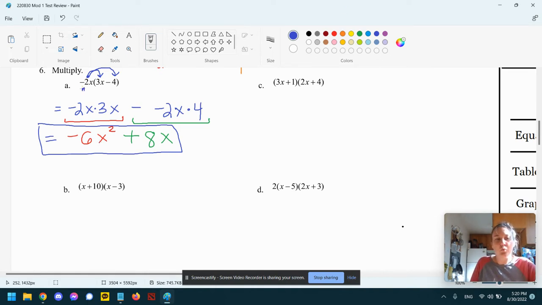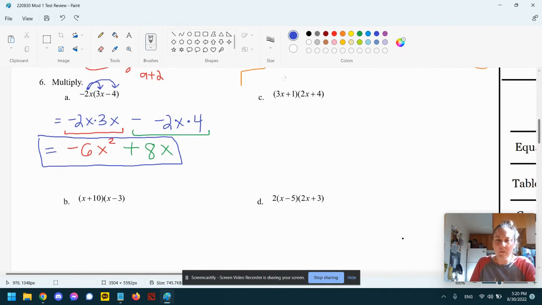So this is what you do if there's one term on the outside and there's two terms on the inside of parentheses. If there are two terms on the outside and two terms on the inside, we basically just do the same thing twice, right? So we just do 3x times 2x and 3x times 4, and then also 1 times 2x and 1 times 4. So 3x times 2x plus 3x times 4 plus 1 times 2x plus 1 times 4.